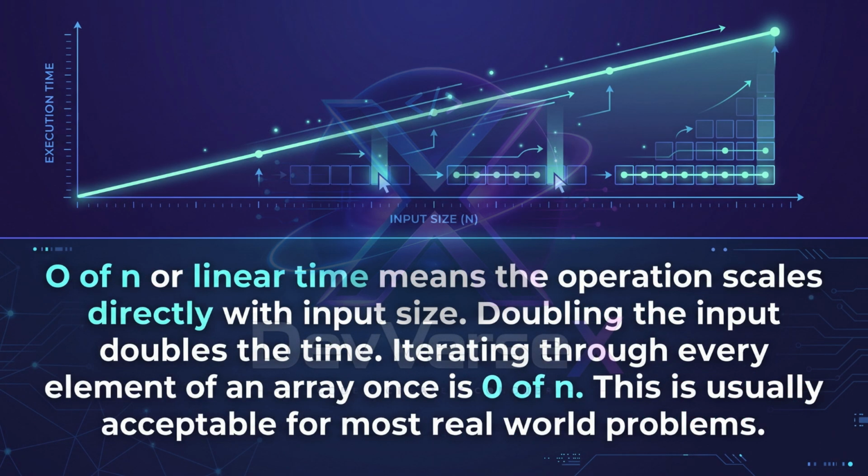O(n), or linear time, means the operation scales directly with input size. Doubling the input doubles the time. Iterating through every element of an array once is O(n). This is usually acceptable for most real-world problems.